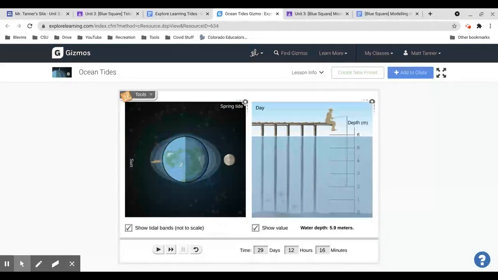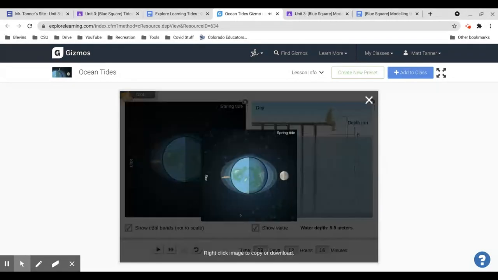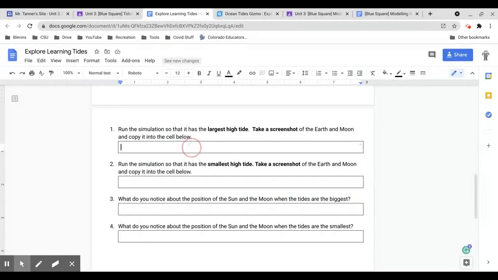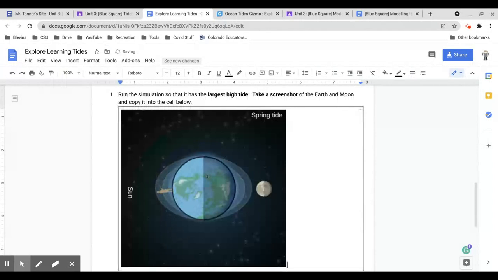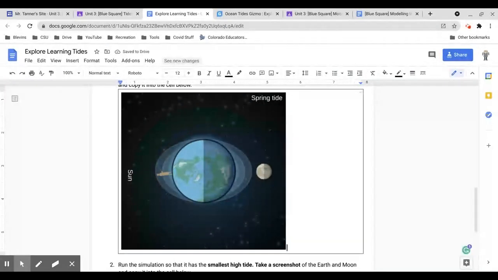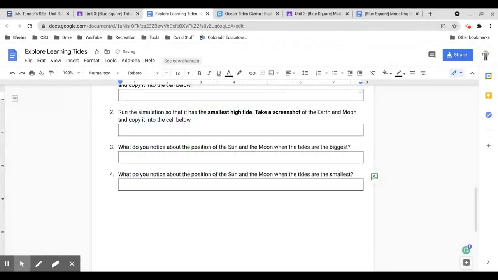I do that by clicking the camera. I want the position of the sun, the moon, Earth, and the moon. So I take the screenshot, right click to copy the image, Control V to paste the image in. That is answering that question. I just need a screenshot. Notice the name in the top right corner: spring tide.